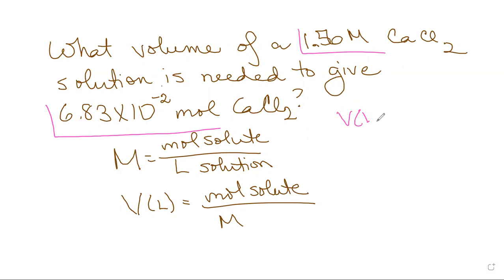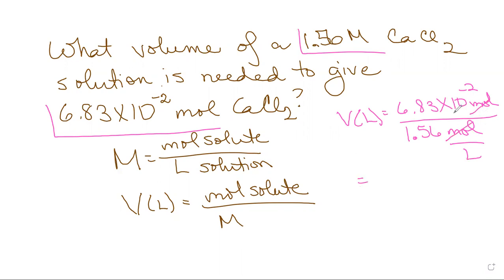So the volume in liters is going to be equal to 6.83 times 10 to the minus 2 moles. And now remember that capital M can be moles per liter. So I'm going to say divided by 1.56 moles per liter. So now that you know this, 1 over liters is liters, we can cancel that out and get the units we want. So that means that we're on the right track for our setup for this problem.